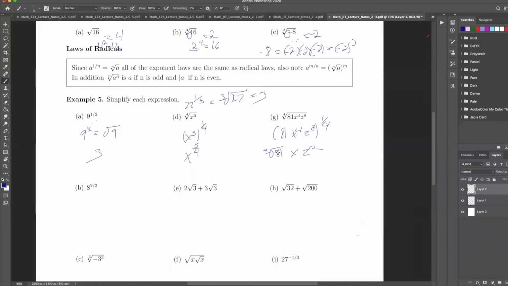And then here, the fourth root of 81, well, let's just type that into a calculator. I don't expect you to know how to do that, but I do expect you to find it in a calculator.